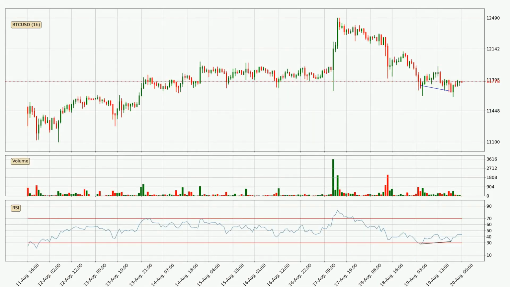Searching for divergence in the hourly time frame, there is a bullish divergence, which means we can expect the price going up or at least to remain stable for some time.